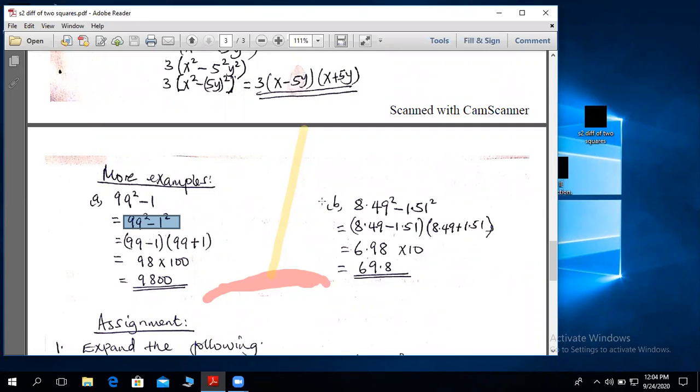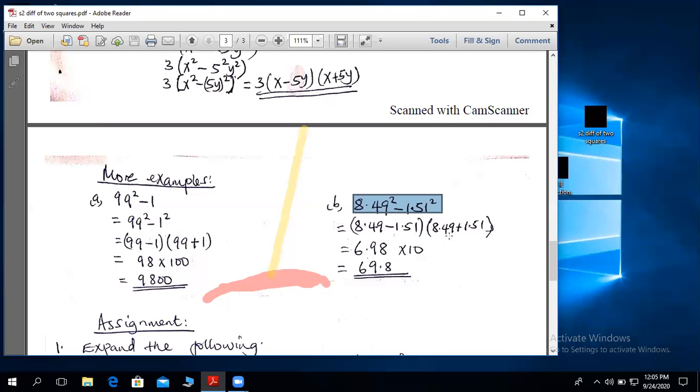If we look at this one also, part B, we are going to have 8.49 squared minus 1.51 squared. So that means I will have 8.49 minus 1.51. So this is the difference of two squares, and the answer will always be the multiplication of the sum of the numbers, or addition, and their difference.